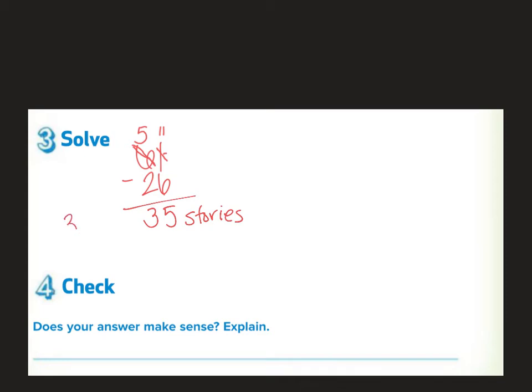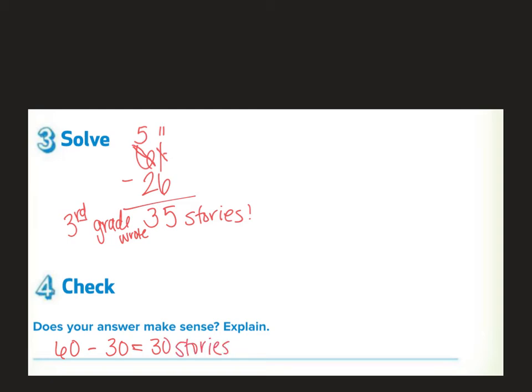So I'm going to write third grade wrote 35 stories. Yay! Does your answer make sense? So I'm going to choose to do some estimating. I'd say 61 is about 60. 60 minus, well, 26 would round to 30. 60 minus 30 equals 30 stories.